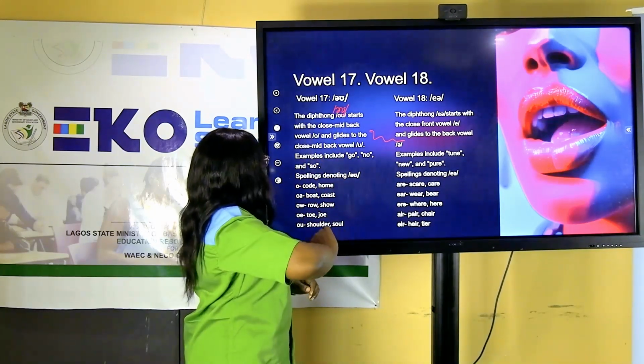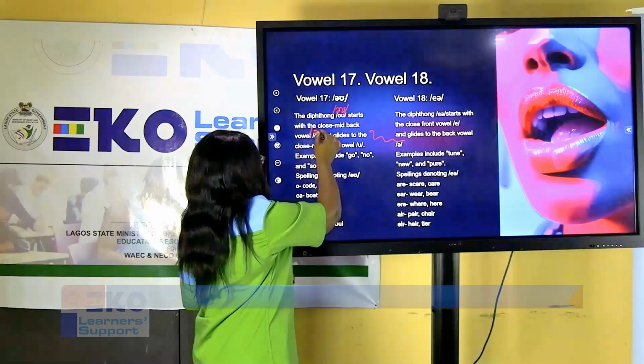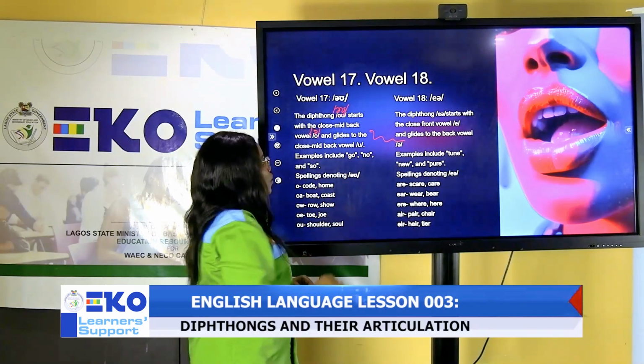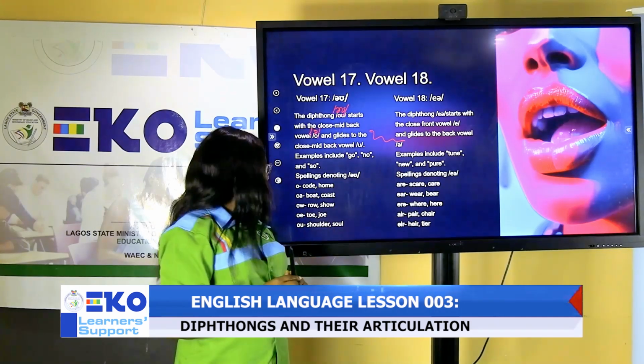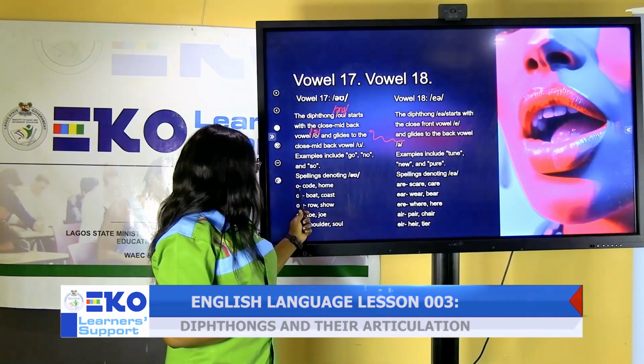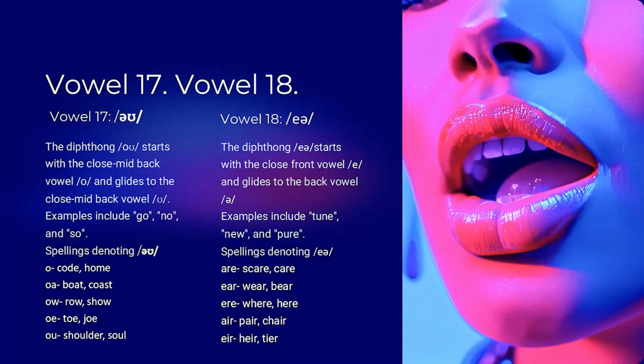It starts as a closed mid-back vowel and ends on O. So we have the sound O. Look at the words we have here. For the sound O, we have the letter O, the letters OA, OW, OE, and OU.